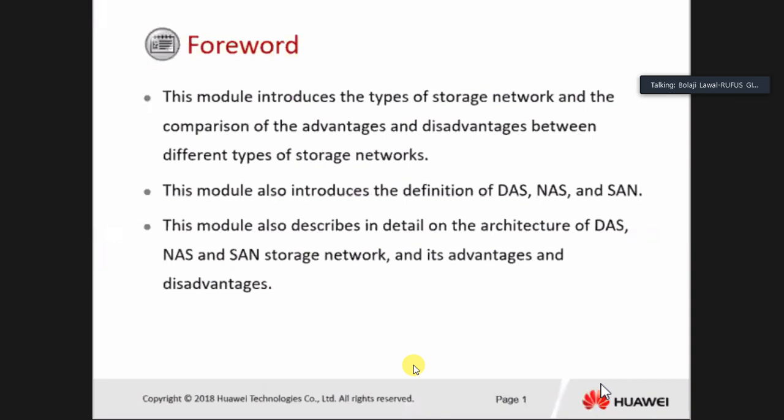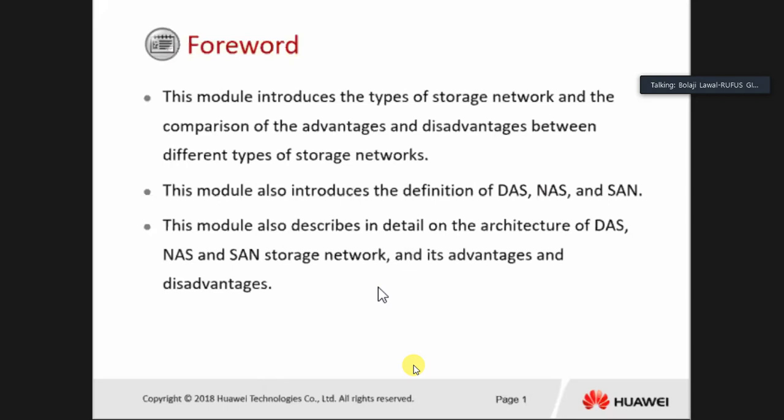Network and the comparison of advantages and disadvantages of different types of storage networks. Yesterday we looked into DAS, NAS, and SAN. We also looked into the architecture of DAS, NAS, and SAN storage networks and their advantages and disadvantages. This morning we'll be looking at the advantages and disadvantages of these three networks, that's DAS, NAS, and SAN.